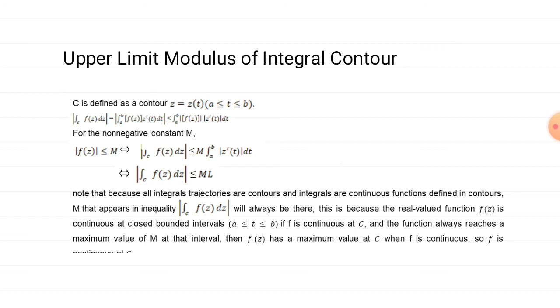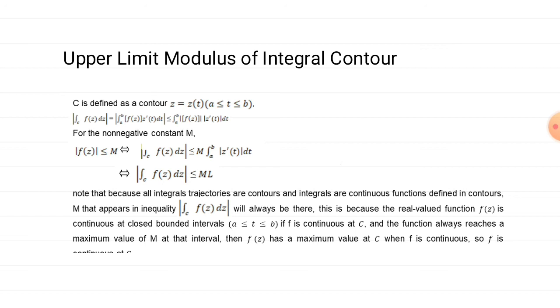For the non-negative constant M, the absolute value of f(z) is less than or equal to M. That is, the absolute value of the integral over contour of f(z) dz is less than or equal to ML.